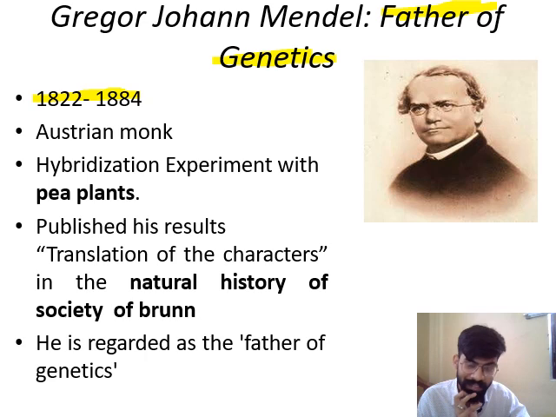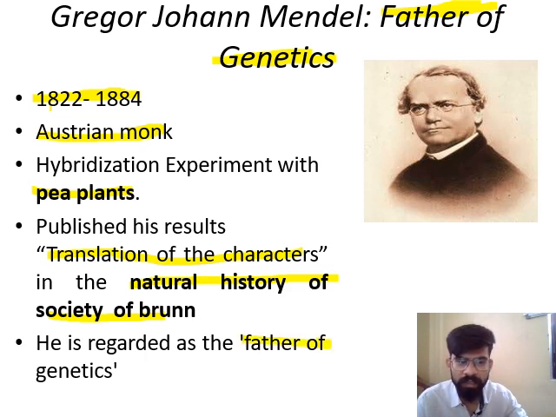About the history of Gregor John Mendel, he was an Austrian monk by profession, and he performed hybridization experiments with the pea plant. The plant that was used by Mendel was the pea plant, and the pea plant's scientific name is Pisum sativum. Mendel published all the observations obtained from the pea plant in a paper, published under the heading on the translation of the character in the Natural History Society of Brunn. He is regarded as the father of genetics.